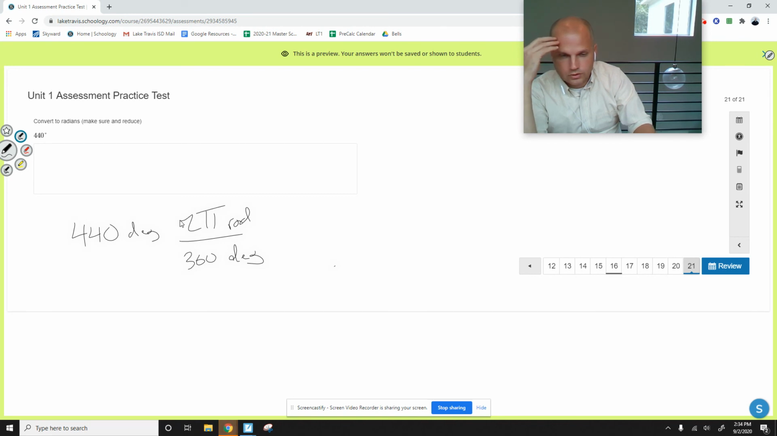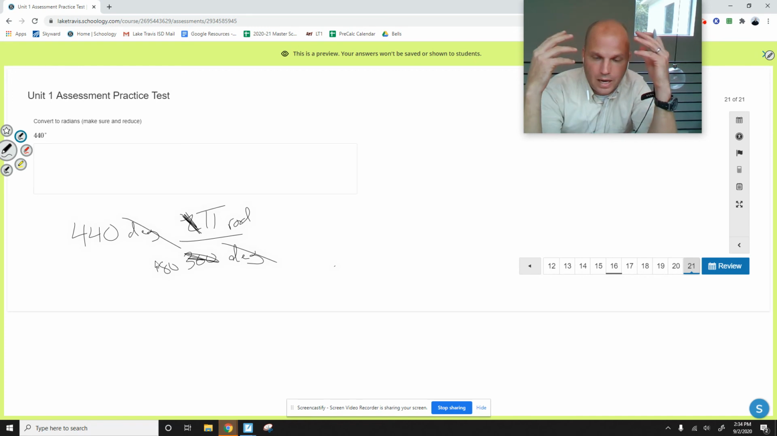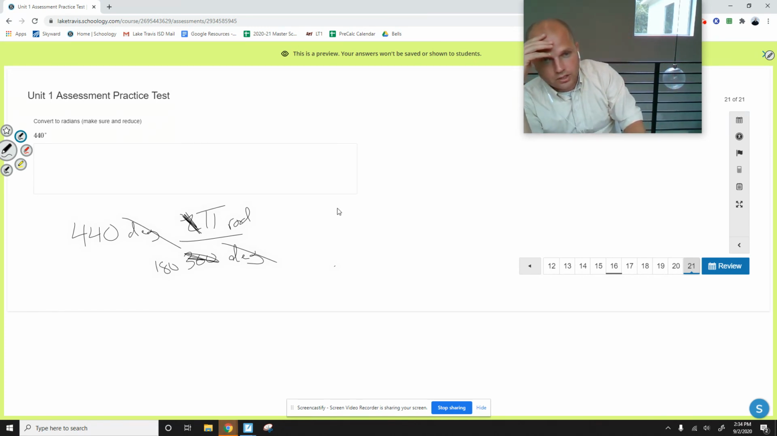2 pi radians is equivalent to 360 degrees. My degrees cancel. Now I have to do a little bit of work. Probably best to not use 2 pi over 360. Probably best to use pi over 180. And if you just write this as your answer, I'll accept it. But we can simplify this even more, right?